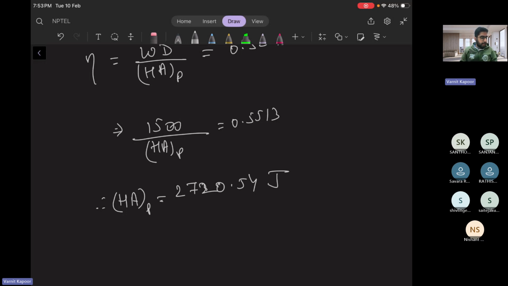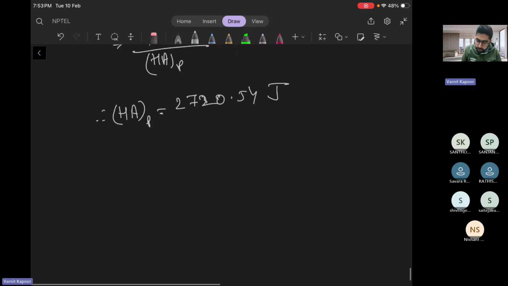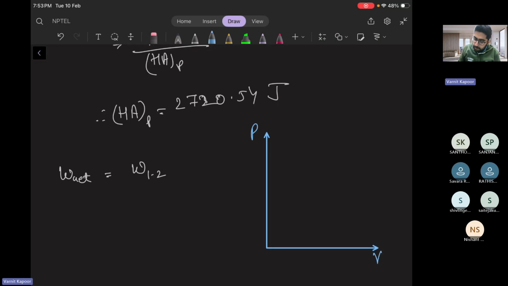Now we know that net work done can also be written as work from compression 1 to 2. Let me make the cycle once again so that you guys are again aware. So this is your PV cycle.